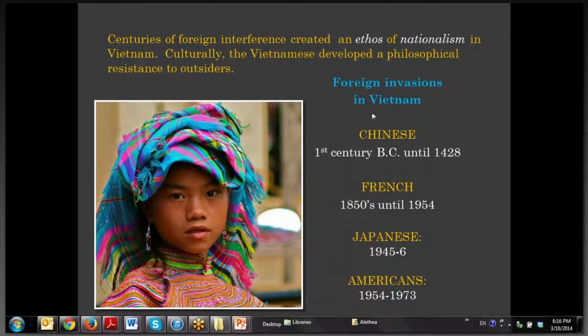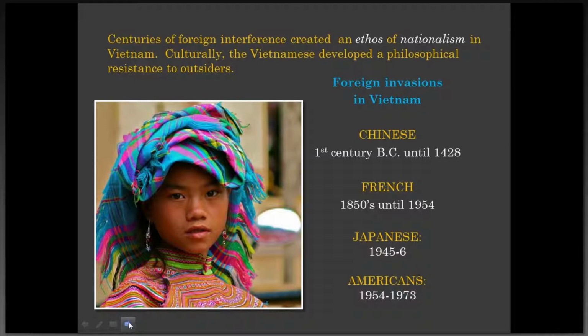Notice the sequence of foreign occupations in Vietnam. So we have this philosophical resistance to outsiders based on Chinese dominating them for nearly 1,000 years, the French for nearly a century, the Japanese for a year, and then of course the Americans, from 1954 by proxy, with advisors and secret operations, and then until 1973 when we withdrew.